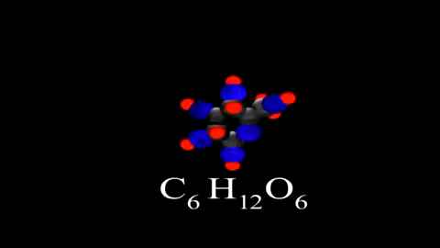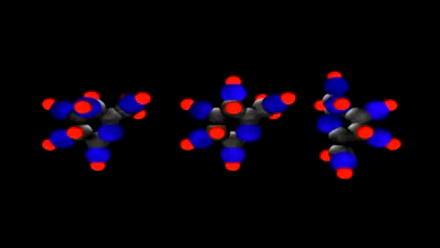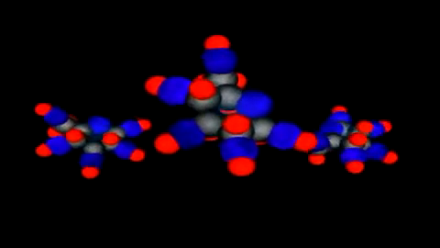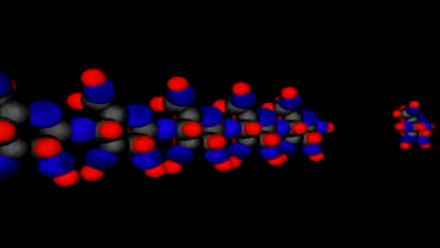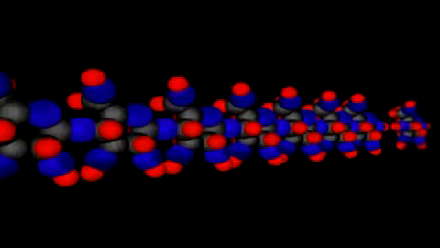Glucose's chemical formula of C6H12O6, or (CH2O)6, is shared with fructose and galactose. However, the 3 have different chemical structures, giving each a different taste. Monosaccharides, such as glucose and its relatives, have a short lifespan in the cell. Most are broken down to provide energy or linked together by dehydration reactions to form disaccharides or polysaccharides.